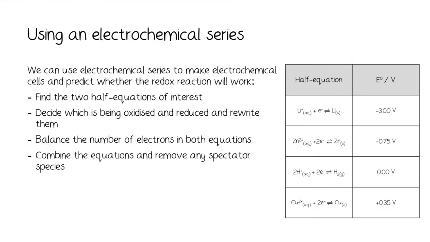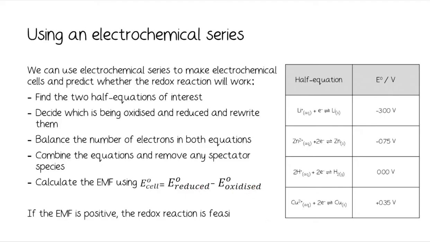and then you combine them and remove anything that's unreacted, known as spectators. Then you calculate the EMF by doing E cell equals E reduced minus E oxidized, which can be remembered as redox. And you need to interpret the EMF as well. If the EMF is positive, the redox reaction is feasible. However, like I said before, these are reversible reactions, so they can be affected by temperature, pressure, and concentration. So the reaction may not be feasible at a certain temperature, for example. That's something to keep in mind.